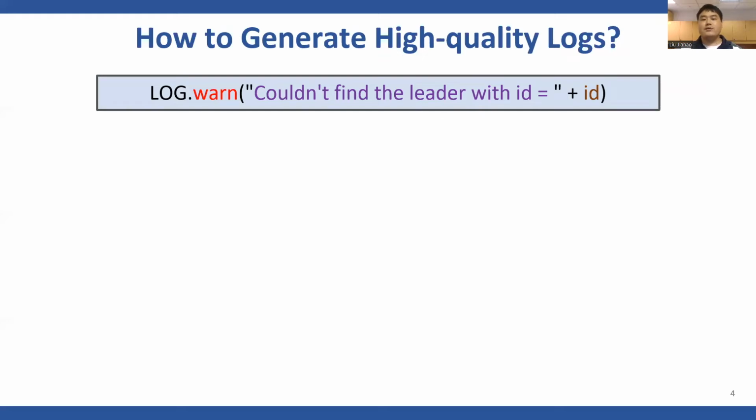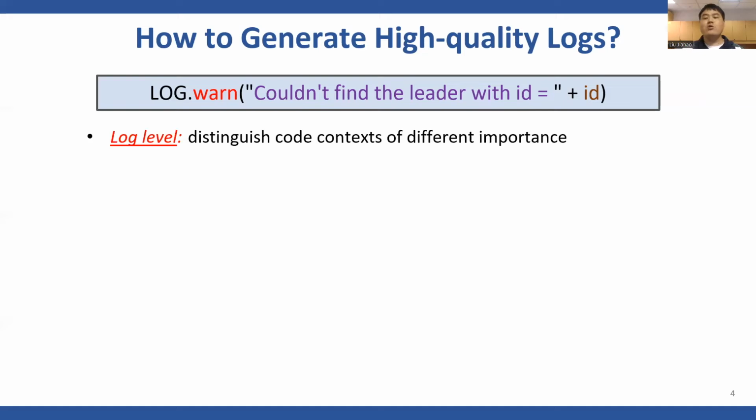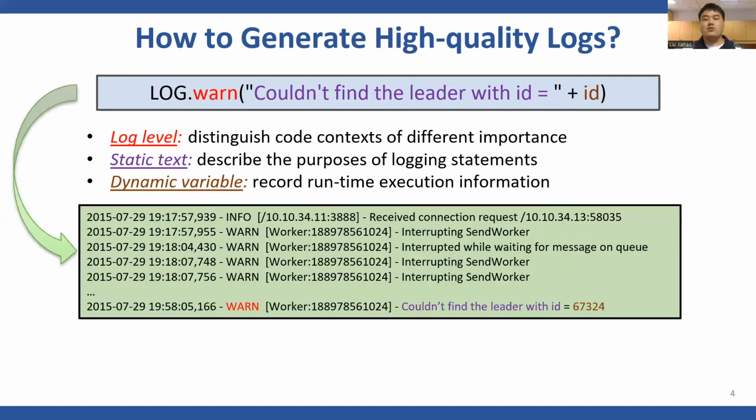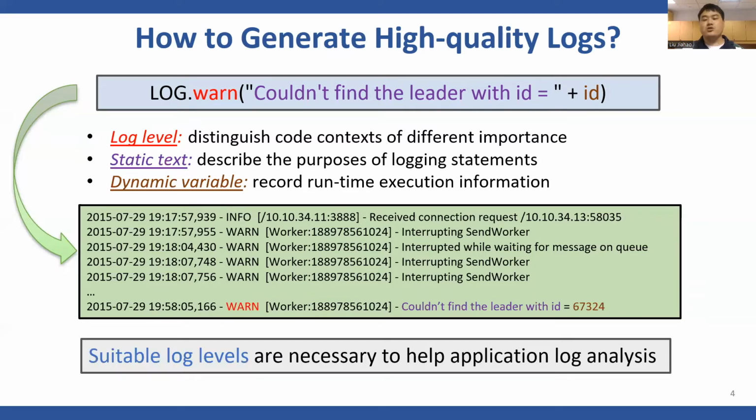Here is one logging statement from the Zookeeper project. We can see it contains three main components: log level, which is used to distinguish different code contexts; static text, which describes the purpose of the logging statement; and a dynamic variable, which records runtime execution information. When the system is running, logging statements will generate corresponding application logs. To generate high-quality logs, researchers focus on these three main components: log level, static text, and dynamic variable. In this work, we aim to suggest suitable log levels to generate high-quality application logs and help log analysis.